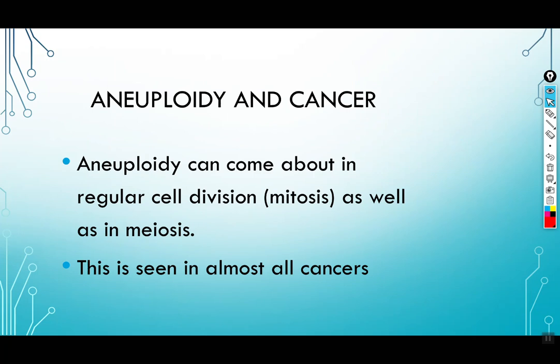Okay, so moving right along. Aneuploidy can come around in regular cell division as well as in meiosis, but usually it happens due to the DNA that controls disjunction and cell division getting damaged, and then the outcome cells are more likely to become cancerous. That's why if you do a karyotype of cancer cells, typically you see different aneuploid cells, which is bad news.